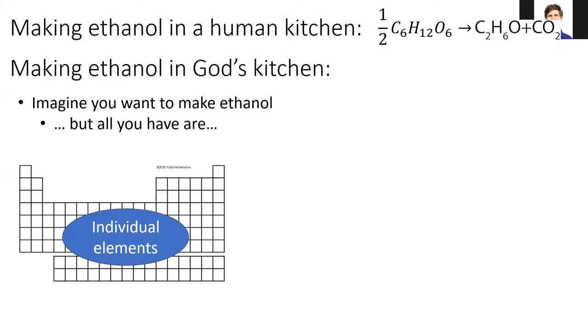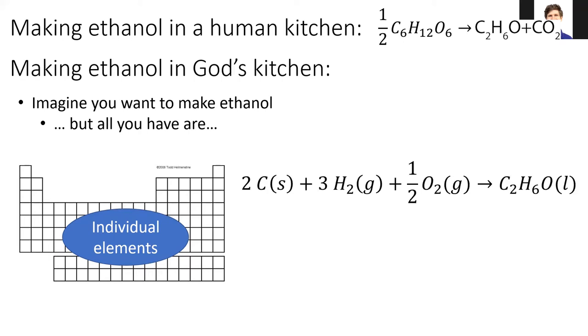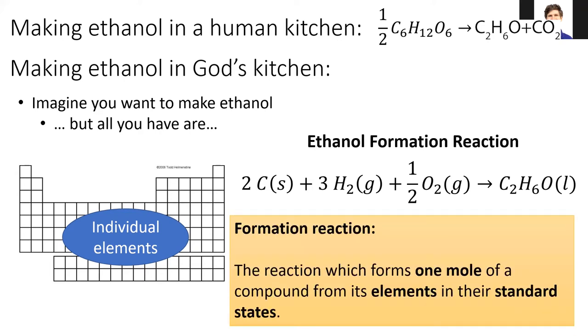But imagine if your kitchen didn't have any glucose or hungry yeasties. Suppose in your kitchen, you only have the fundamental building blocks of the universe, individual elements. Undaunted, you rummage through the drawers and gather your supplies. 2 moles of carbon in the form of solid graphite, 3 moles of hydrogen gas, and half a mole of oxygen gas. Combine them, stir, and hopefully you'll end up with 1 mole of ethanol. This reaction is called the formation reaction for ethanol.